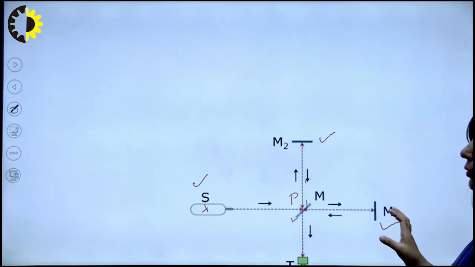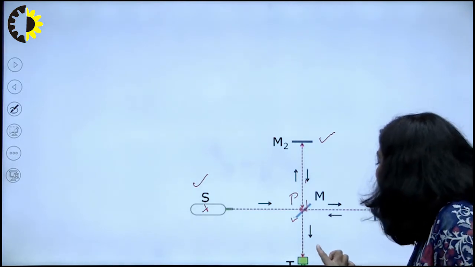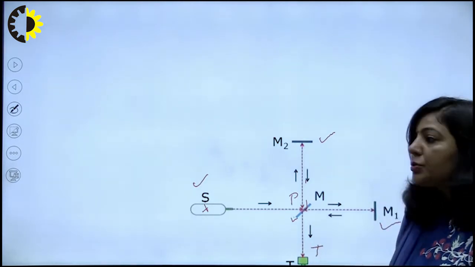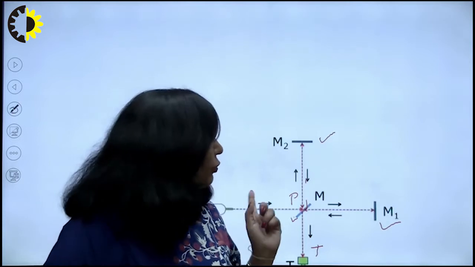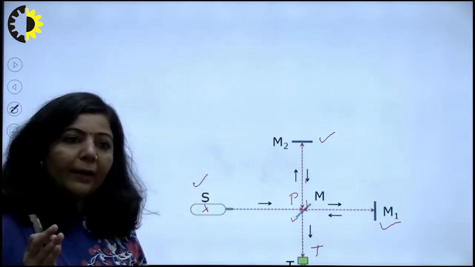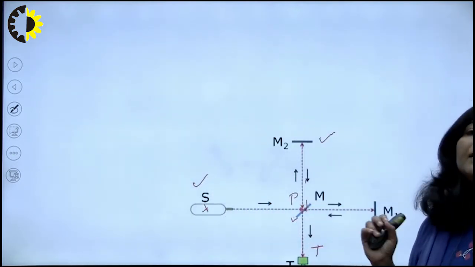So this is your experimental setup, and one more component is there, that is your telescope. This is your telescope, and the role of this telescope is to observe the interference pattern. This is the Michelson interferometer, and through this you are going to observe the phenomenon of interference. If you are getting an interference pattern, it will be observed through this telescope.